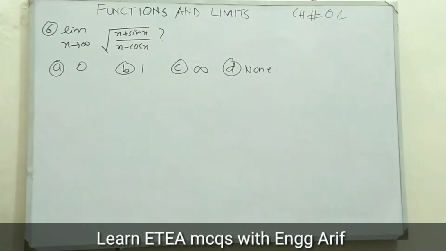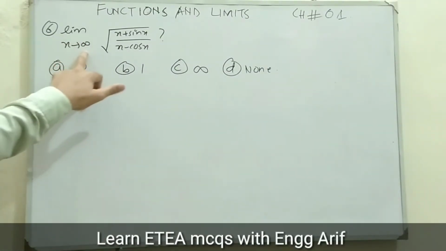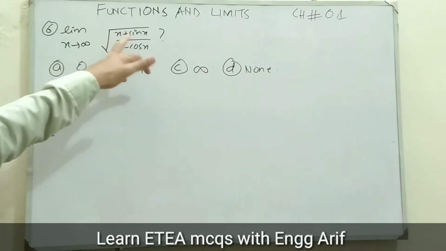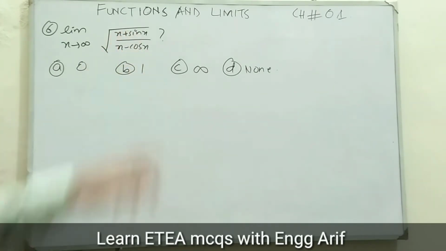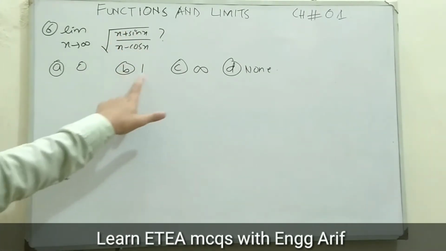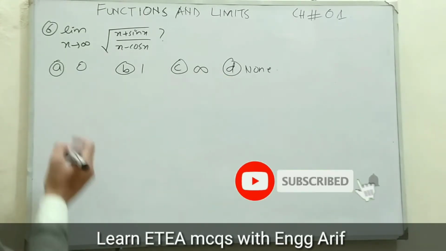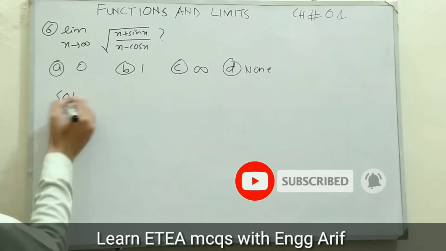Now move to MCQ number 6. It tells that limit x approaches infinity, find the value of under root of (x plus sin x) over (x minus cos x). First option is 0, B is 1, C is infinity, and the last option is none. So move towards the solution.